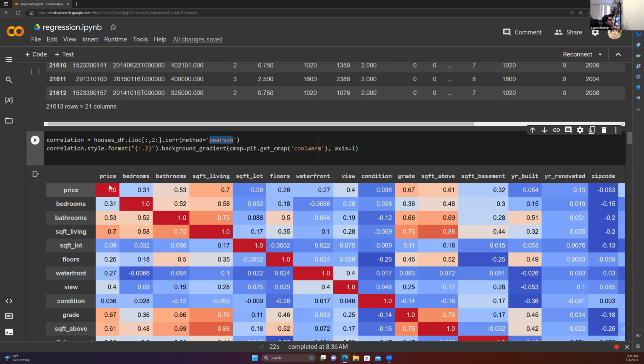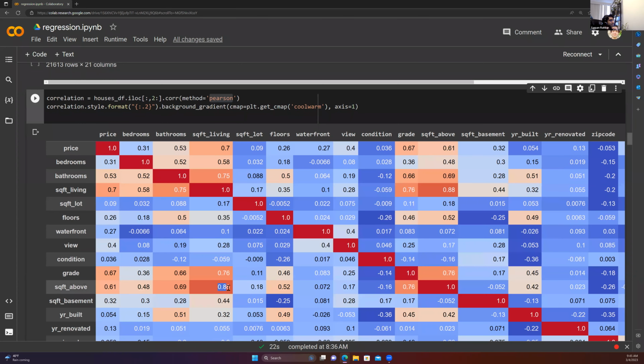So as you can see, price has a perfect correlation with itself, so it doesn't make sense to interpret this. But if you look at square foot living and number of bathrooms, they have a significant correlation, 0.75. The way you can interpret this is that if you increase the square footage of the house, the number of bathrooms should also increase, which intuitively makes sense, right?